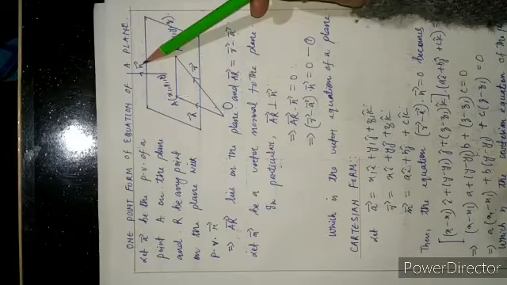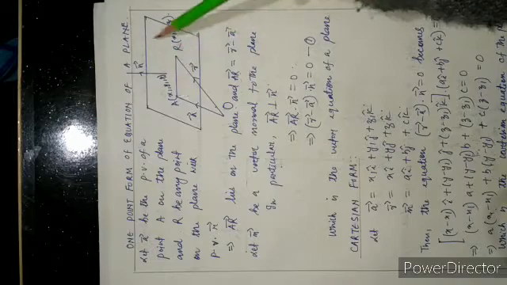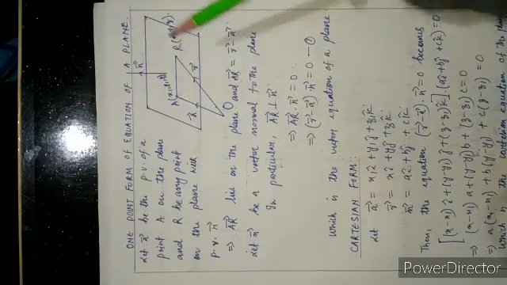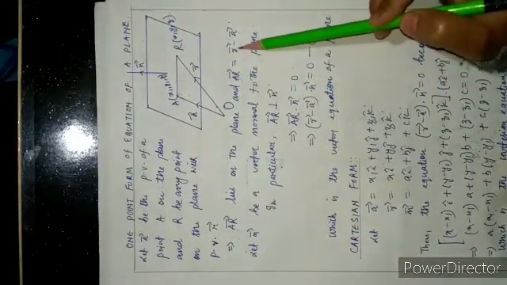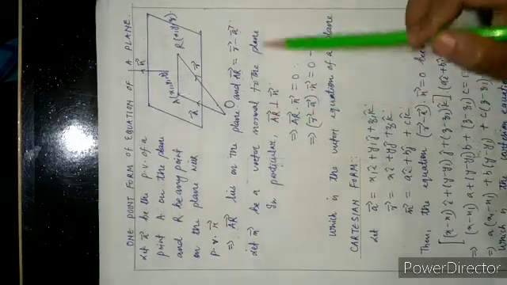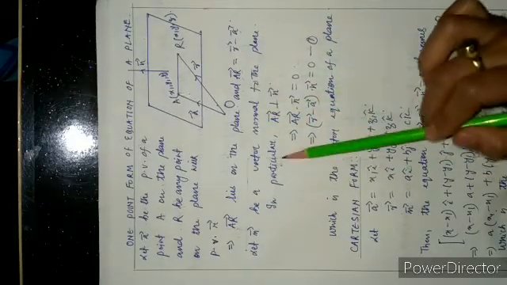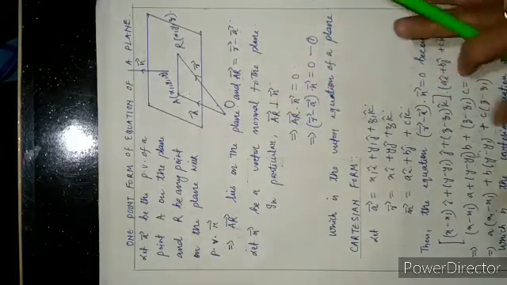So the n vector is perpendicular to the plane. Then AR vector lies on the plane, and AR vector is equal to R vector minus A vector. N vector is a vector normal to the plane. In particular, AR vector and N vector will be perpendicular.